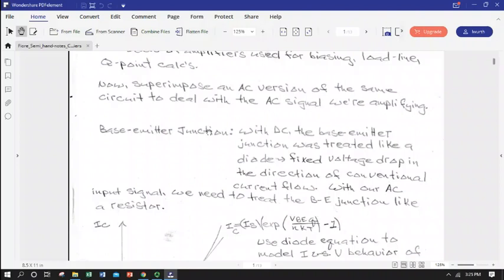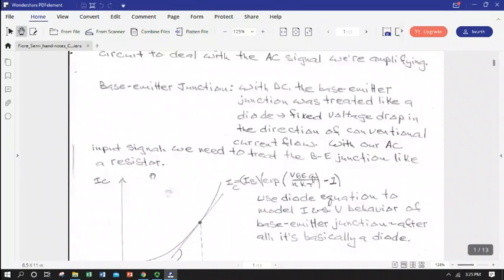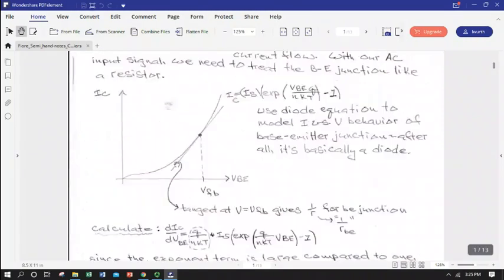Okay, so let's dive into our AC version of our bipolar junction transistor model and look at how we're going to use it for signal amplification. Start by looking back at the base emitter junction. Now with DC we modeled this as just a diode. There was a fixed voltage drop in the direction of conventional current, but with AC we've got current flowing in both directions. As our signal comes in, sometimes it's forward, sometimes it's reverse. And because of that, that same base emitter junction doesn't feel like a diode. It doesn't act like a voltage source. It actually acts like a little tiny resistor.